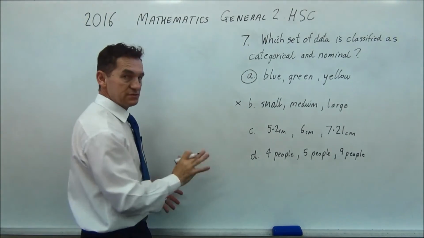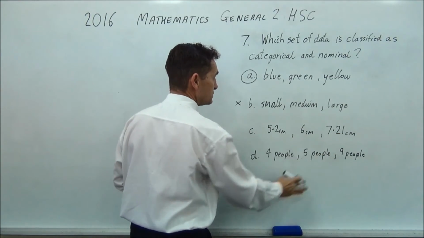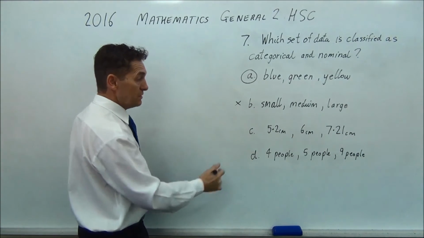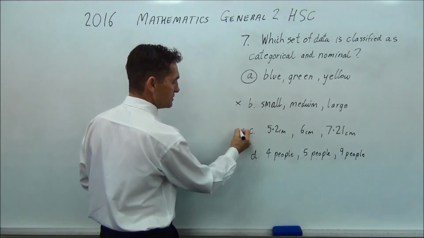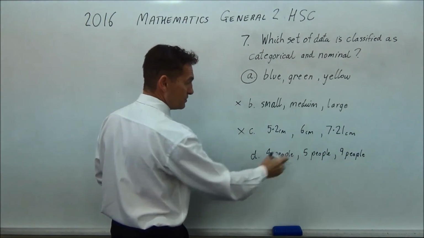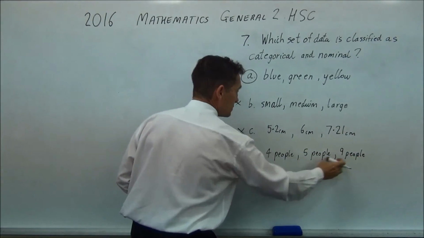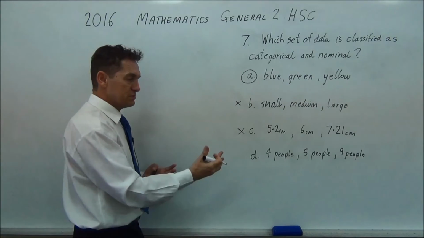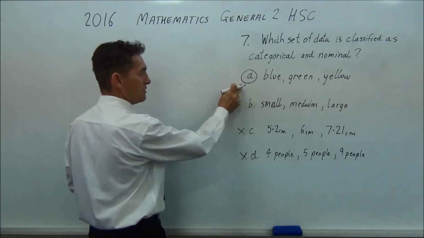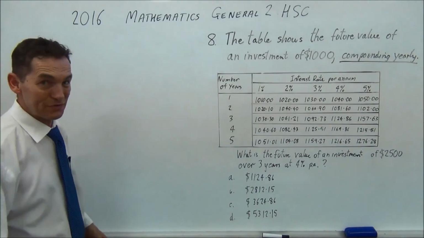Let's go through the others just so you know. So 5.2, 6, 7.21, you can actually put them in order. So they're ascending order. 4 people, 5 people, 9 people, you can put them in order. And the other thing is, it's the same category. They're all people. They're not different sorts of people. So here's your answer. And you're done. G'day again, back for question 8.